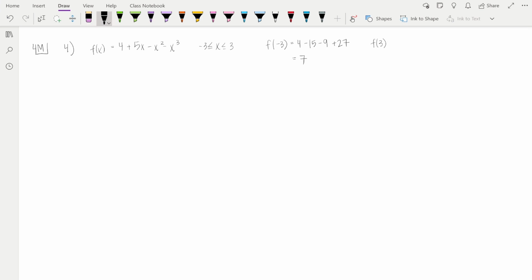And then we want to find the other endpoint, so I have 4 plus 15 minus 9 minus 27. So 4 plus 15 is 19, minus 9 is 10, minus 27 is -17. To find the interior maximum, we're going to use the first derivative. So I take the first derivative.